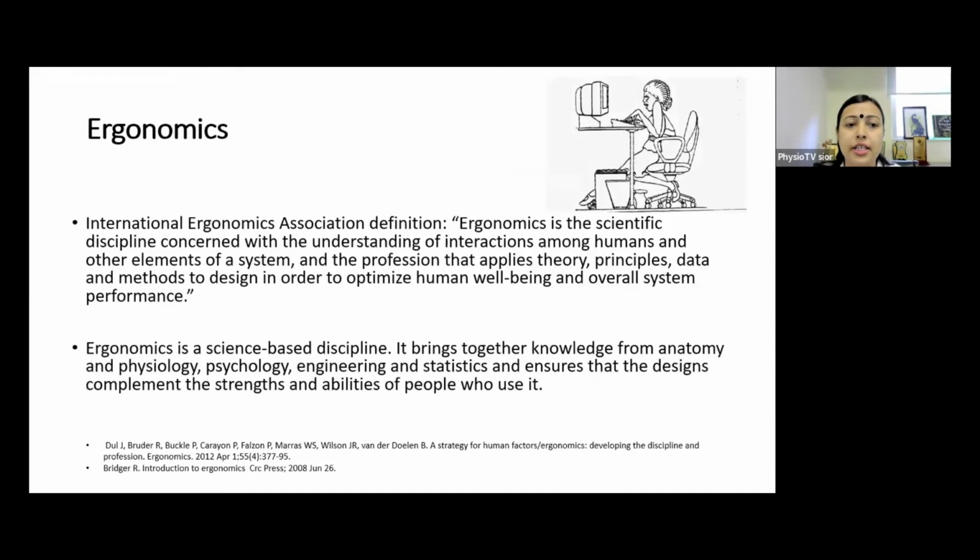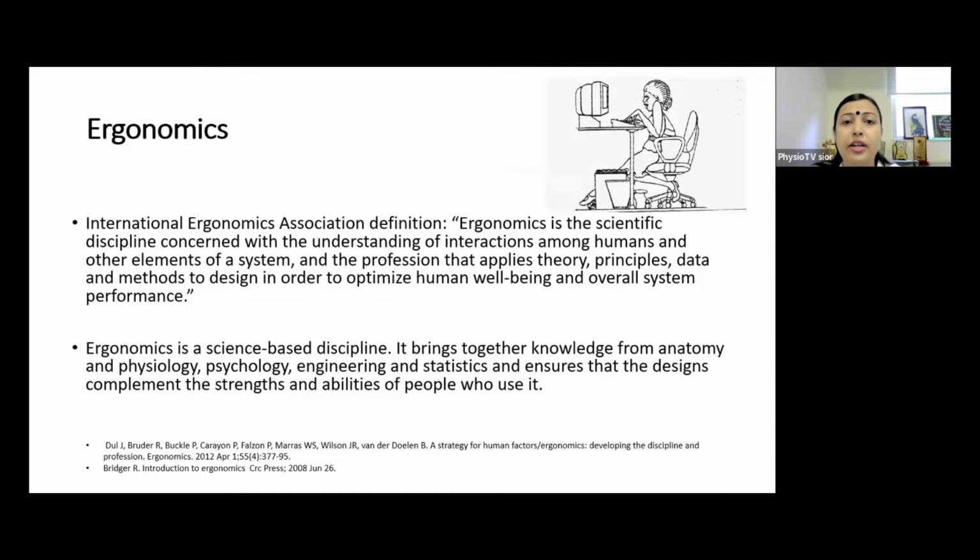So as the International Ergonomics Association has defined, ergonomics is the scientific discipline concerned with the understanding of interactions among humans and other elements of a system. So it is basically the interaction of the worker with the elements which are around the worker. It could be work site, it could be anything else, it could be any interaction with built structures or any other humans at the workplace.